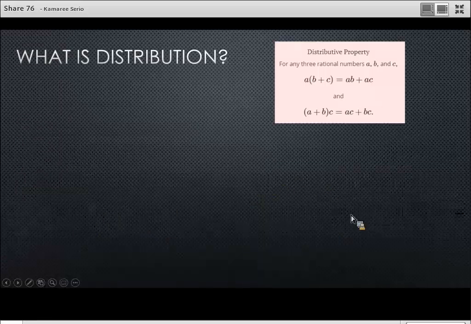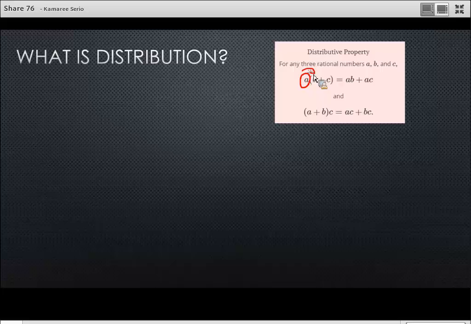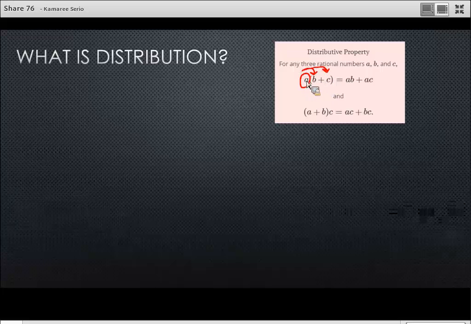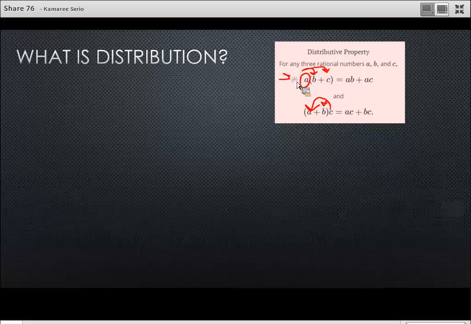So for those of you that might not remember, whenever you're distributing, whatever number is attached to your parentheses, you're multiplying it to everything inside. Okay, so here I would have A times B and then A times C. It could also go backwards. You won't really see it like this too often. This is the way that you'll see it majority of the time.